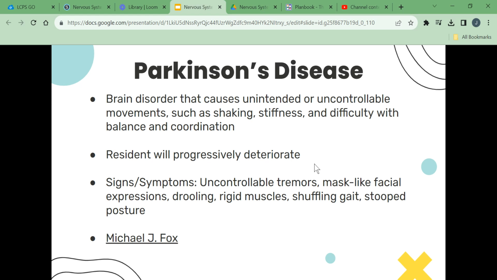Parkinson's disease is a brain disorder that causes unintended or uncontrollable movements such as shaking, stiffness, and difficulty with balance and coordination. The resident will progressively deteriorate. Some signs and symptoms include uncontrollable tremors, mask-like facial expressions, drooling, rigid muscles, shuffling gait, and stooped posture. Michael J. Fox is a famous celebrity who suffers with Parkinson's disease.